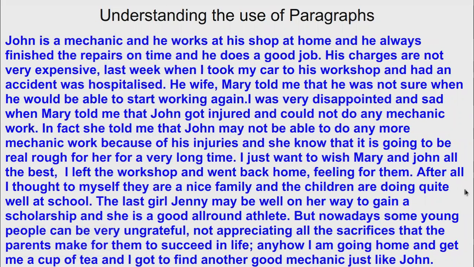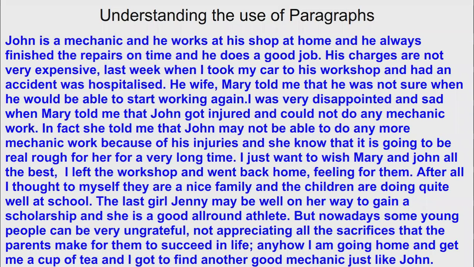Now, as I said, you can take a photograph of it or you can write it out, whichever is convenient for you. While you do that, I shall read it through. John is a mechanic and he works at his workshop at home, and he always finishes the repairs on time, and he does a good job. His charges are not very expensive. Last week when I took my car to his workshop and John had an accident and was hospitalized.